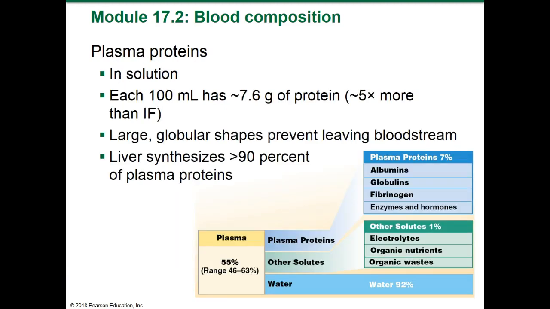If we look at the plasma proteins in more detail, they are found in solution. Each 100 mL of blood has about 7.6 grams of protein, so that's a lot more than your interstitial fluid. They're large globular shapes, and this prevents them from leaving the bloodstream to get into the interstitial fluid. Your liver synthesizes more than 90% of the plasma proteins. And one thing I often point out as we go through different chapters is that the liver is responsible for many functions beyond what you might automatically think.